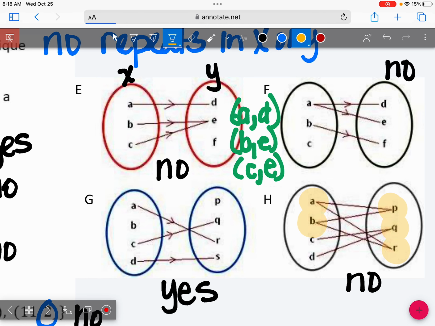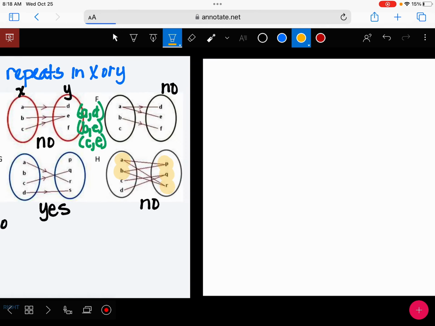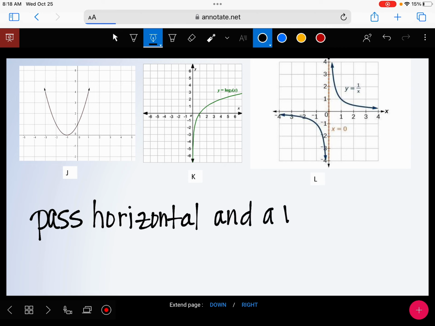Okay, what if it is a graph? So how do we know if it's one-to-one if it's a graph? When we're looking at a graph, it has to pass... Does anybody remember? Vertical line and horizontal. So the vertical line test will tell us if it's a function. But for it to be one-to-one, it has to pass a horizontal and a vertical line test. Which means that when I draw my line, it can only cross one time. So that's how you know looking at a graph.